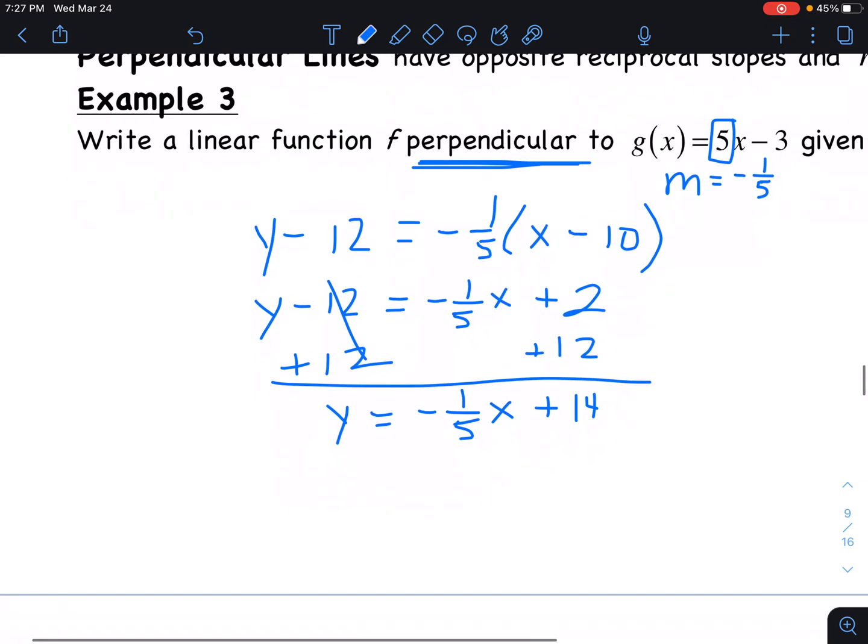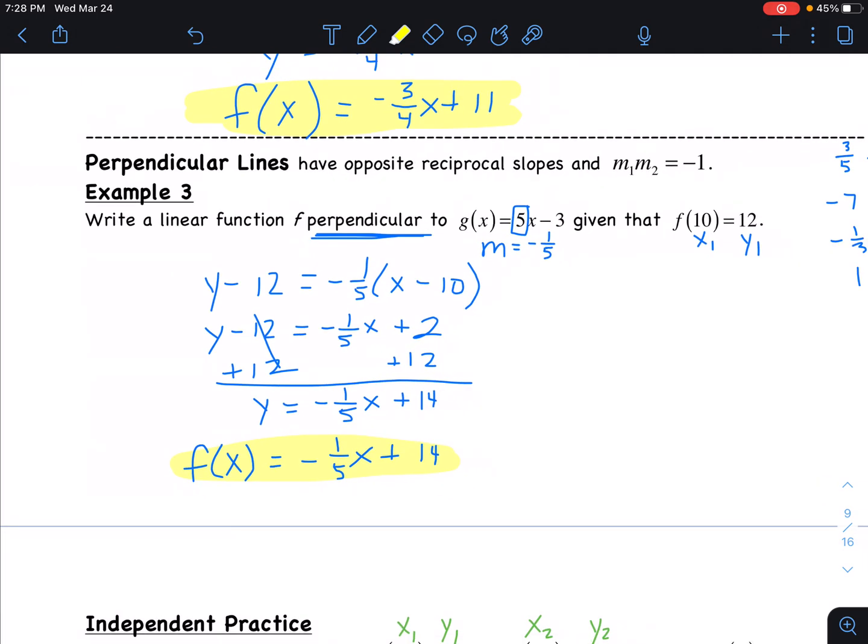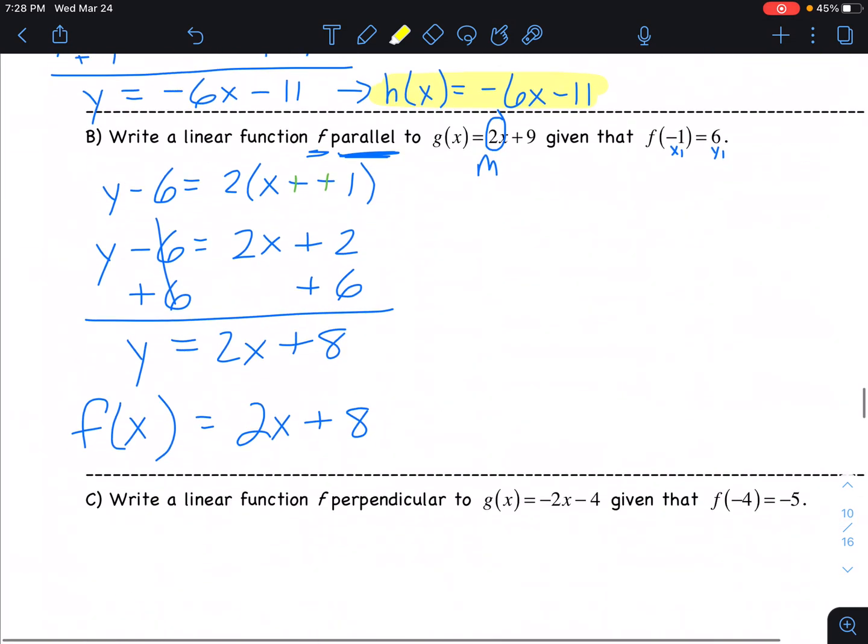And then looking back, it does say write a linear function f, so we don't want y equals, we want f of x equals. And there's our answer. There is our function f that is perpendicular to function g. So please remember, when it uses the word perpendicular, you have to change the slope. All right, let's try one more, then I'll let you guys on your own.